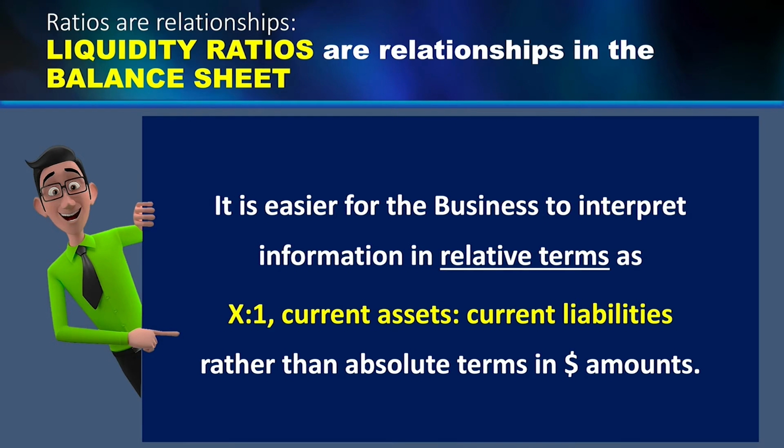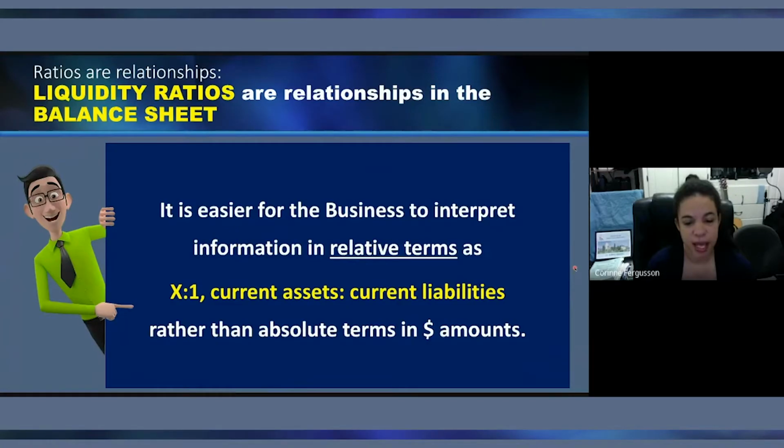So it is easier for the business to interpret information in relative terms as X to 1, that is current assets to current liabilities, rather than absolute terms in dollar amounts. So what they're saying here is it gives you a better indication when, instead of just using the dollar amounts for your current assets and your current liabilities, it is better to show it in a ratio, as in the current assets to the current liabilities.